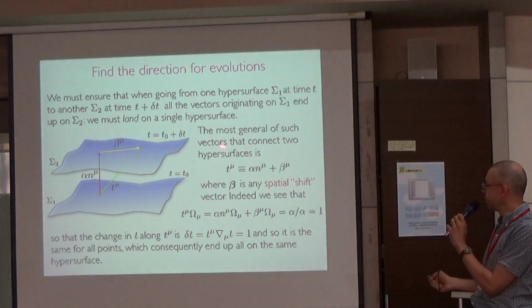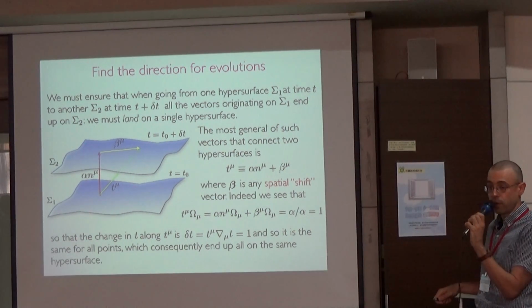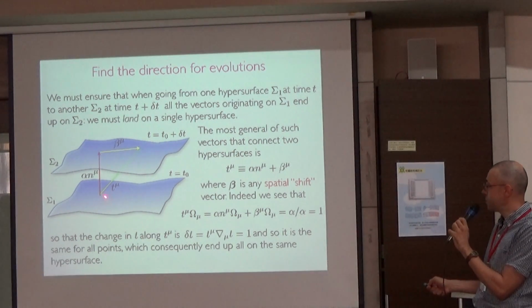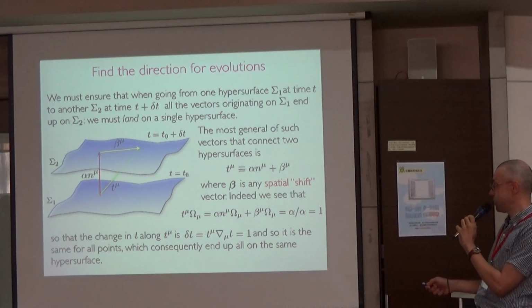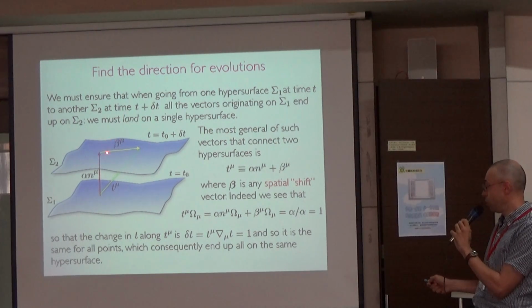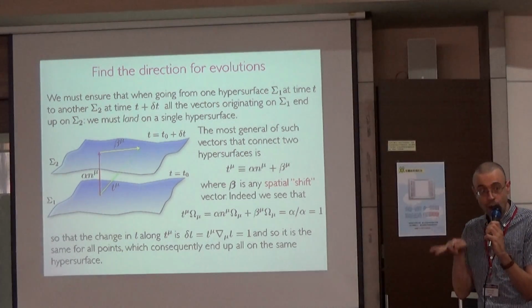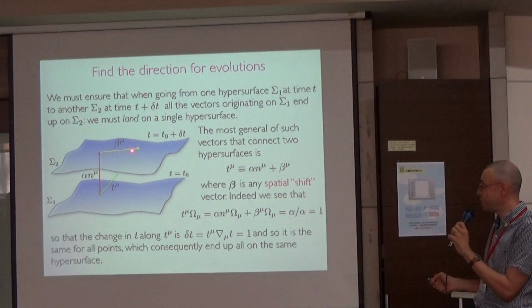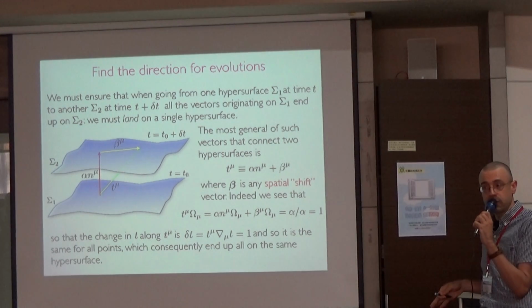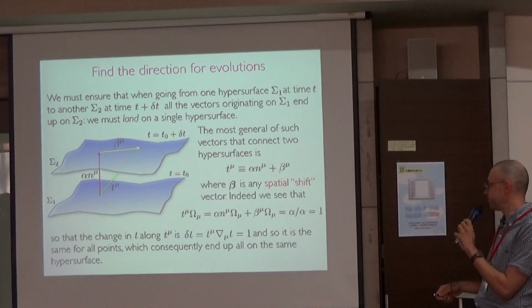The most general vector that connects two points on hypersurfaces is this vector T mu, and that is made of a part that is perpendicular to the hypersurfaces, normal to the hypersurfaces, and a part called beta that is inside one single hypersurface. Beta is called the spatial shift in T because it shifts points inside the spatial hypersurface.